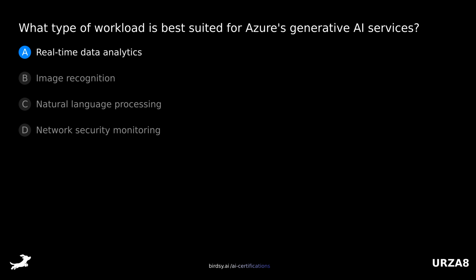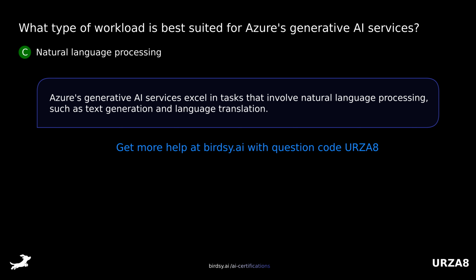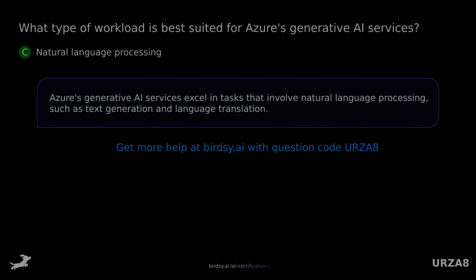Is it A, real-time data analytics, B, image recognition, C, natural language processing, or D, network security monitoring? The answer is C, natural language processing. Azure's generative AI services excel in tasks that involve natural language processing, such as text generation and language translation.